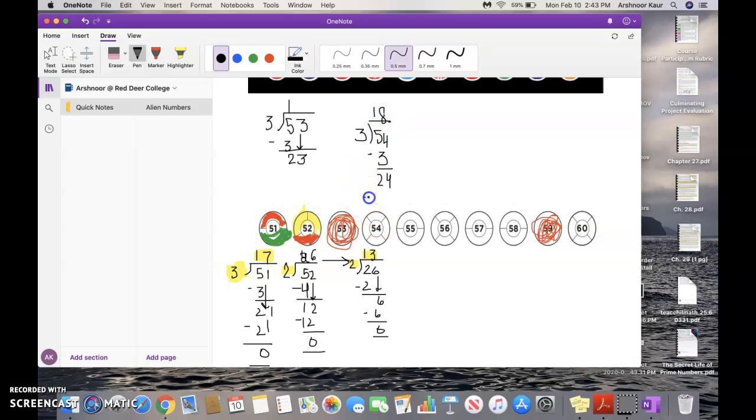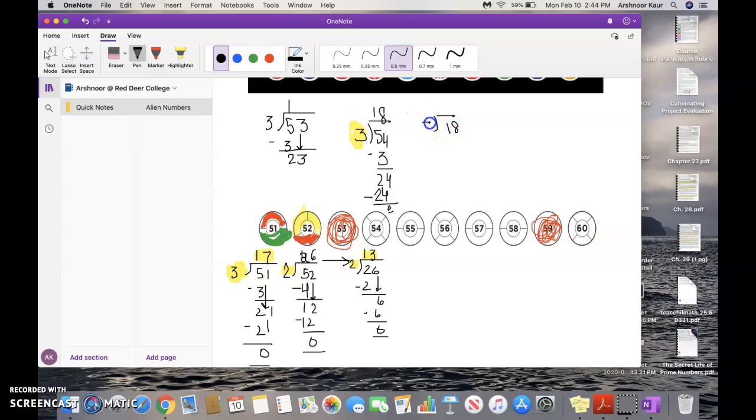3 can go into 24 8 times, so 24 minus 24 is 0, which means it's done. So definitely I know that 3 is a prime number. 18, I further know I can simplify that into its prime factors, so I'm just going to do it here.